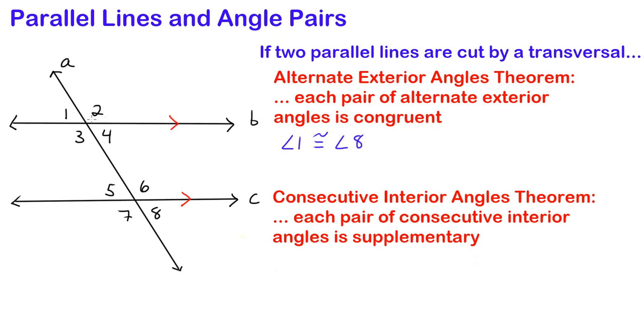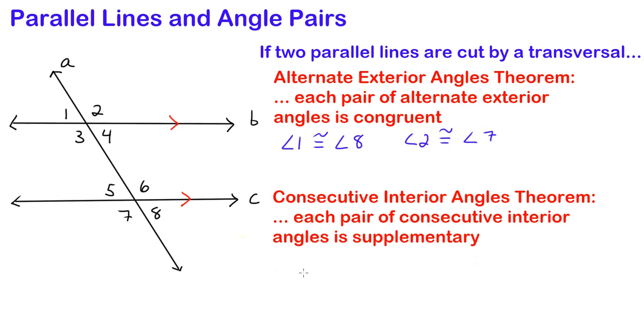And then we also have angle 2 is outside of B to the right of A, and angle 7 is outside of C to the left of A. So angle 2 is congruent to angle 7.